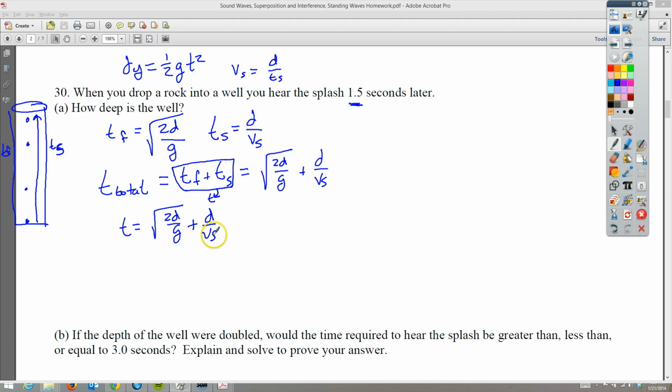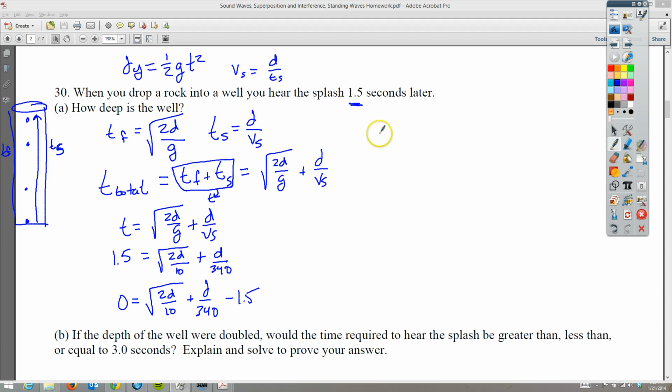I find it a little bit easier when I do this problem to go ahead and put all the numbers in and then go through and solve it. So our time here is 1.5 seconds. That's equal to the square root of 2 times d over 10 plus the distance divided by the speed of sound, which is about 340. Now our problem here is we've got a d under a square root and we have a d here. So let's go ahead and rearrange this equation. We're going to set it equal to 0. And we're going to say this is equal to the square root of 2 times d over 10 plus d over 340 minus 1.5.